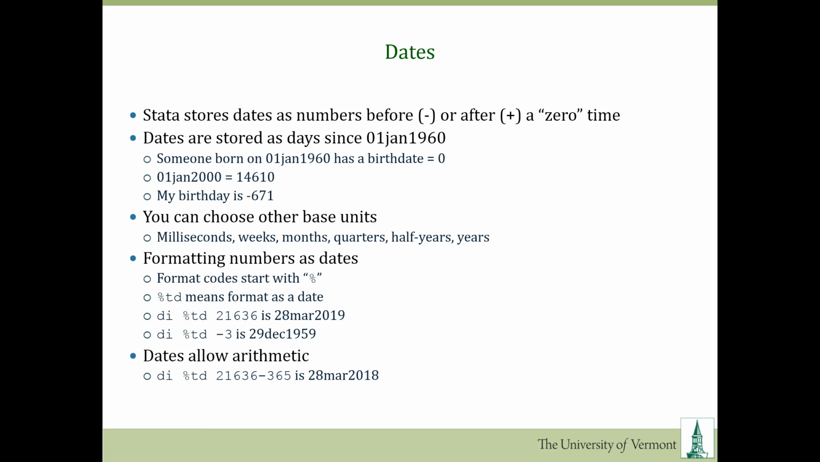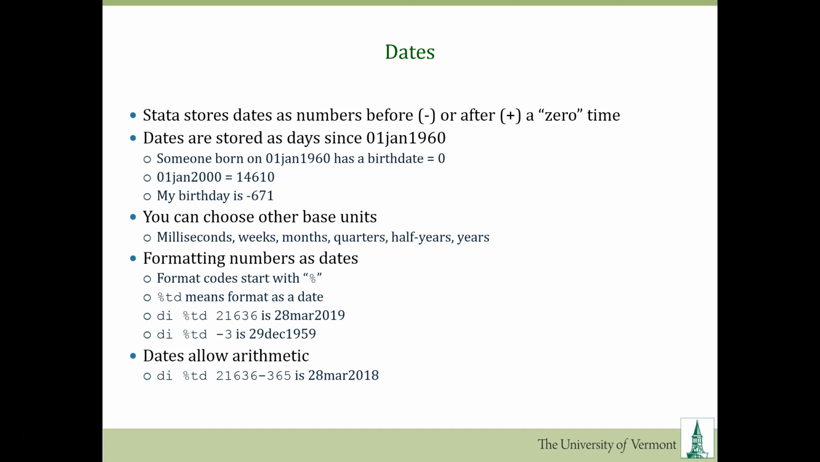before or after a 0 time, and if it's after the 0 time, it's a positive value, and if it's before that 0 time, it's a negative value. For dates, the 0 time or epoch started on January 1st, 1960. Someone born on January 1st, 1960 has a birth date of 0. And someone born on January 1st, 2000 has a birth date of 14,610, which is how many days have elapsed since the beginning of 1960.